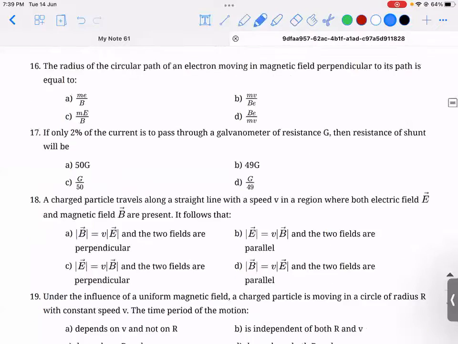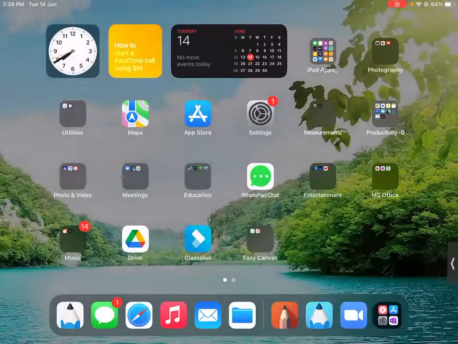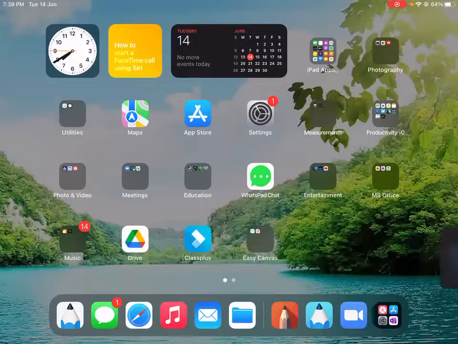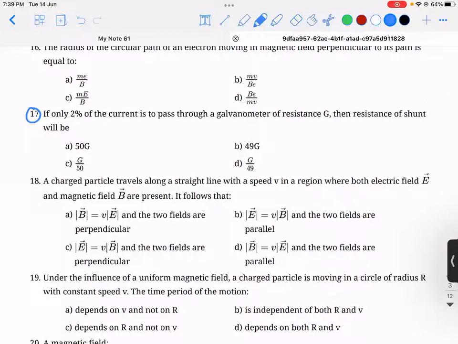Start with 17. So look at this problem. If only 2% of the current is to pass through the galvanometer of resistance capital G, then the resistance of the shunt will be how much? Try it out. You have a formula, right, already? So is it 49G?